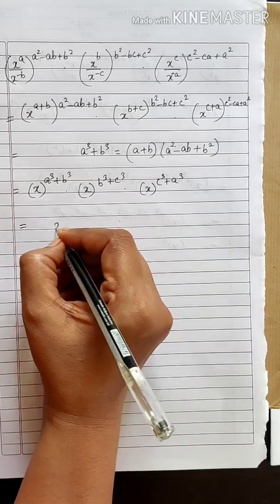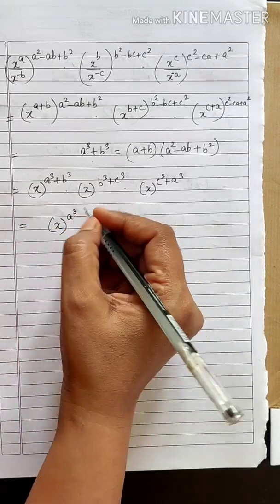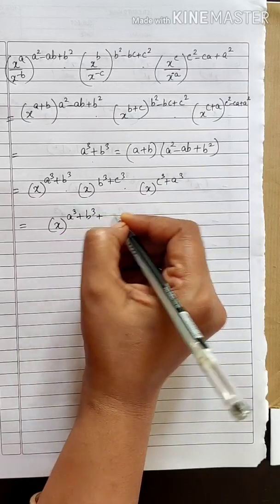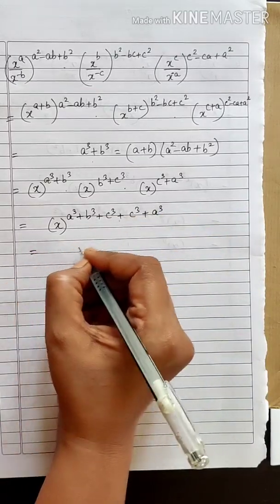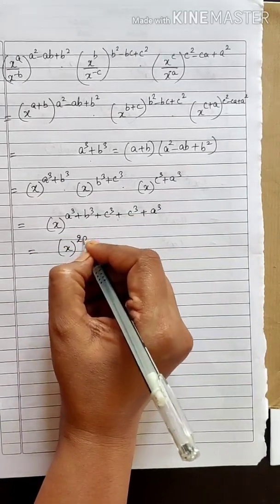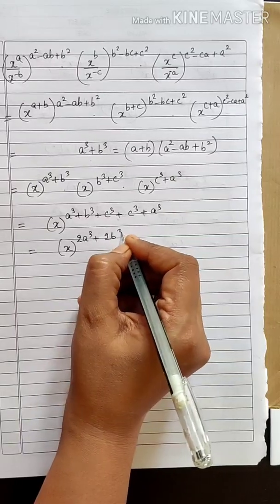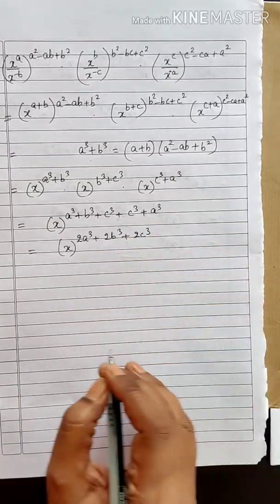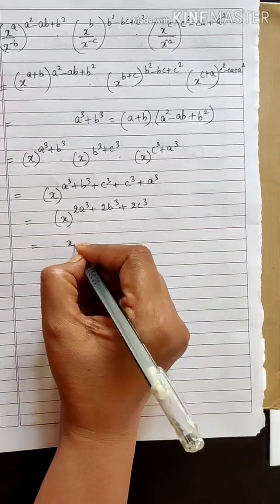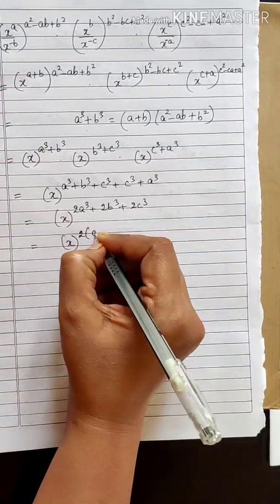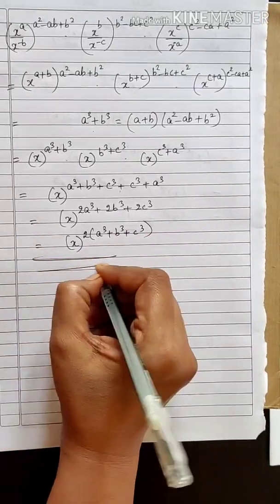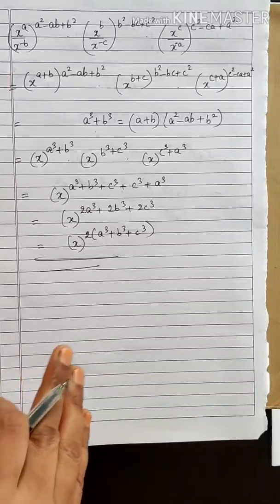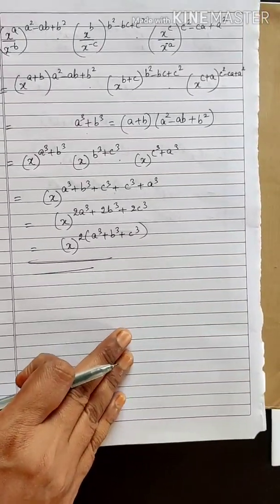By applying product law, you get x to the power of a cube plus b cube plus b cube plus c cube plus c cube plus a cube, which is equal to x to the power of 2a cube plus 2b cube plus 2c cube, which is equal to x to the power of 2 of a cube plus b cube plus c cube. So this is the way you do the sums using the concept of product law and quotient law.